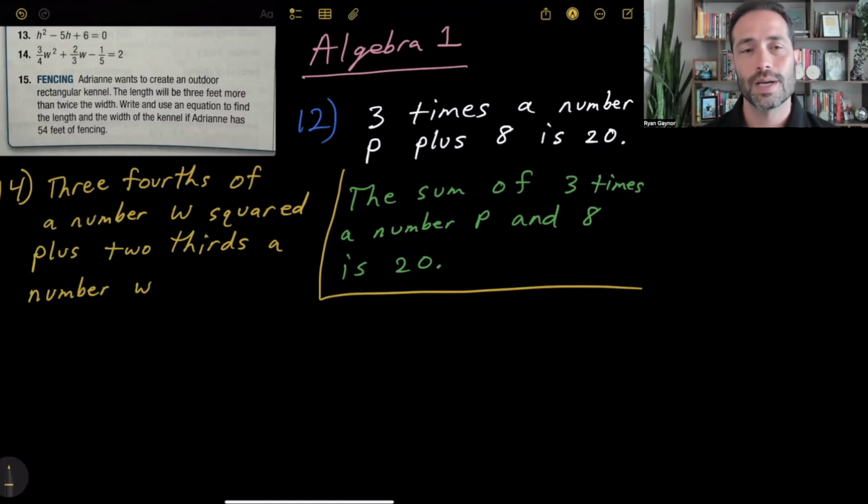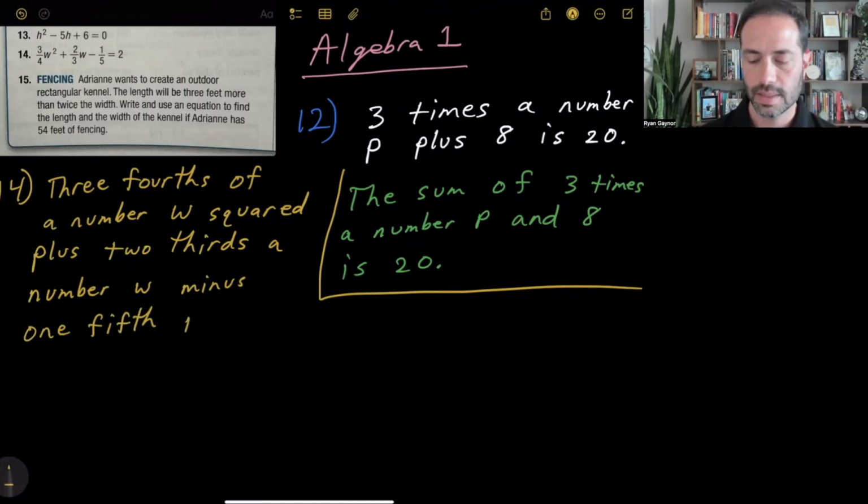And after that we can say minus, whoops, we need the word minus, 1/5 is 2. So 3/4 of a number w squared plus 2/3 of a number w minus 1/5 is 2.